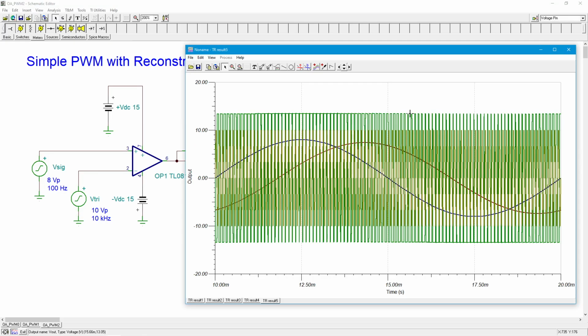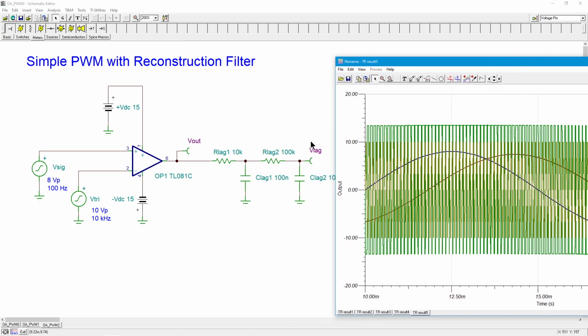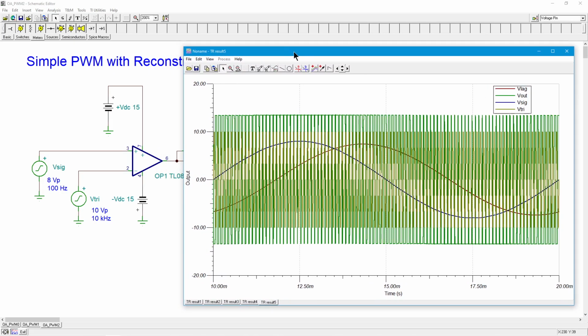Boom. Okay. Let's get our legend out here. So the two sine waves: the blue sine wave right here, that's the signal. And then we have this red sine wave, that's V lag, the output of this filter. And then, of course, we have our V out, which is the pulse train here in the middle. So we certainly do have a sine wave out of here, but you notice that it's not perfectly in sync.